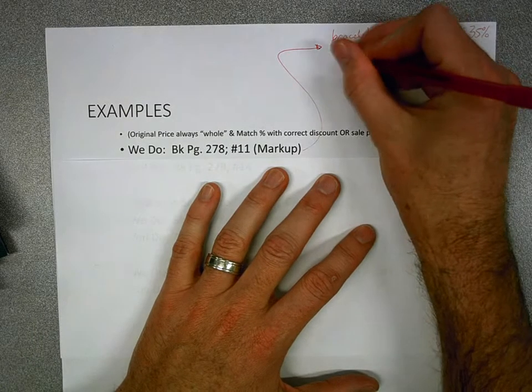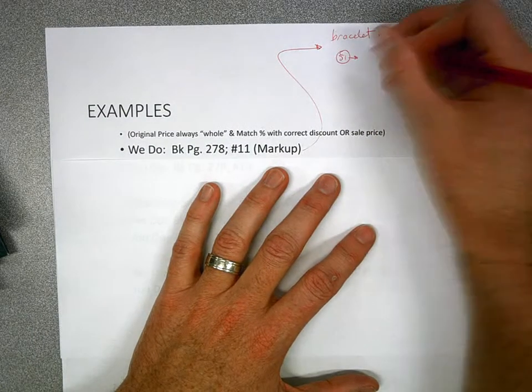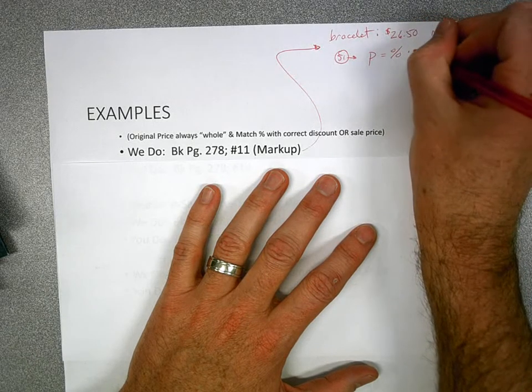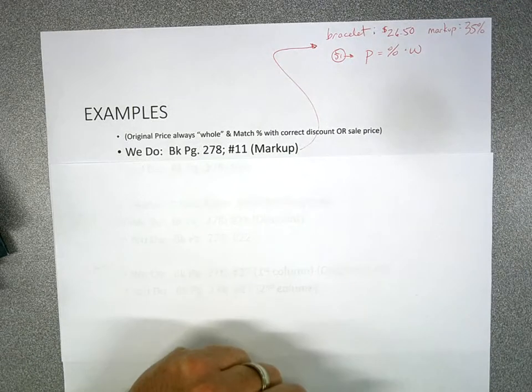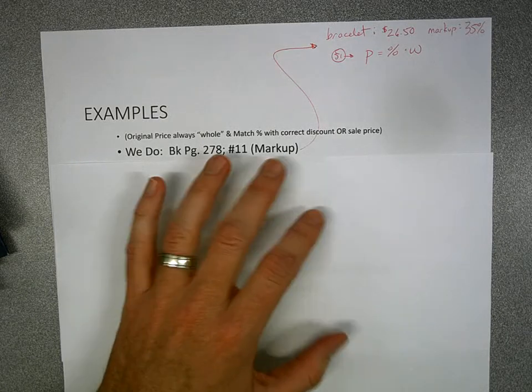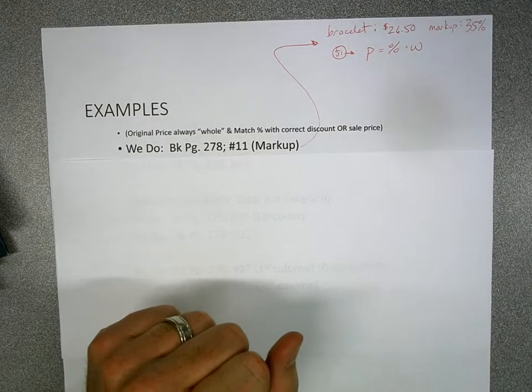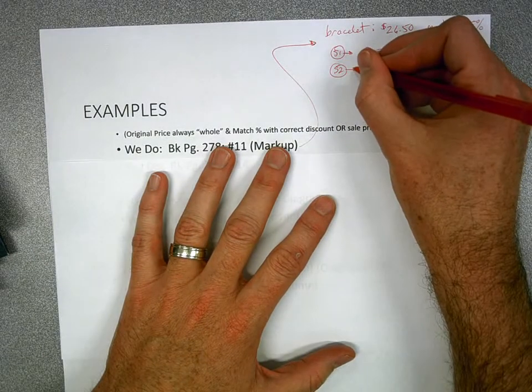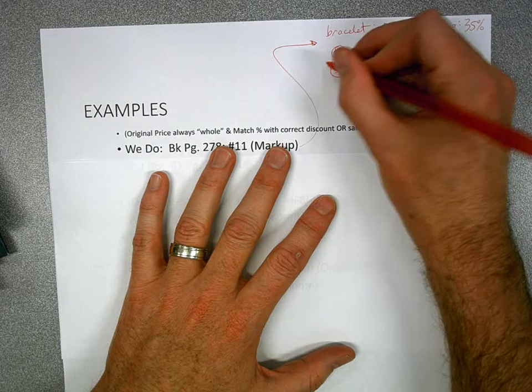Step 1. What we're going to do is we're going to write the percent equation. So part equals percent times the whole. Now, in this case, step 2 is I'm going to plug the numbers in. Put a little star by step 2.